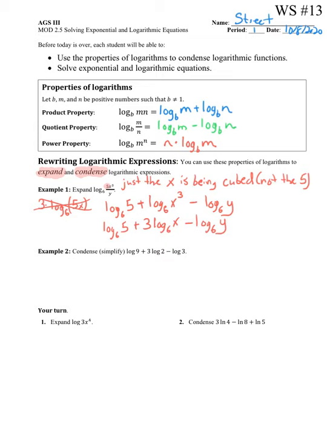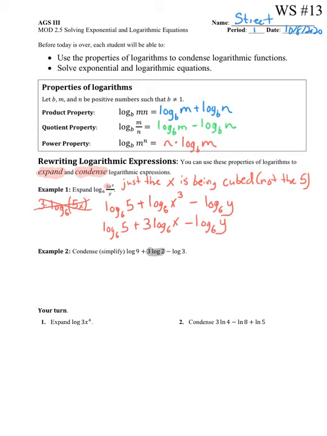The big thing is just don't mess up on the cubed. Don't think that the 5's being cubed as well. That's a very common mistake I see. Another one I'll see is if we have two numbers being divided in the denominator, but they're being multiplied by each other in the denominator, we just have to be careful about whether we're adding or subtracting those numbers. And I'll show an example of that a little later. All right. Condensing means we're doing just the opposite. I have this log of 9 plus 3 times log of 2 minus log of 3.